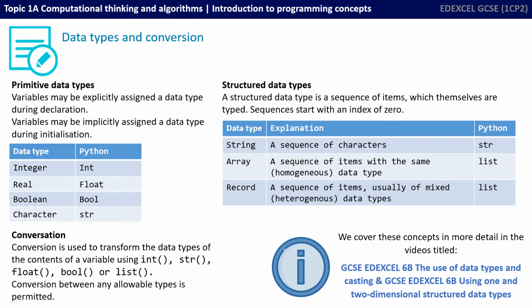You also need to understand data type conversion. We use it to transform the data types of the contents of a variable using things like int, str, float, bool, and we can convert between any allowable data types permitted.